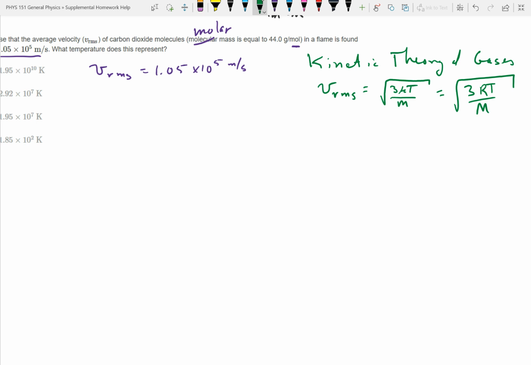So given that they gave us the mass in grams per mole, which of these two equations do we need? R. The one with the R. Okay, so we'll just put our numbers in. First we solve for T. VRMS squared is equal to 3RT over M. Therefore, T is equal to M VRMS squared over 3R. Then we just put in our values.